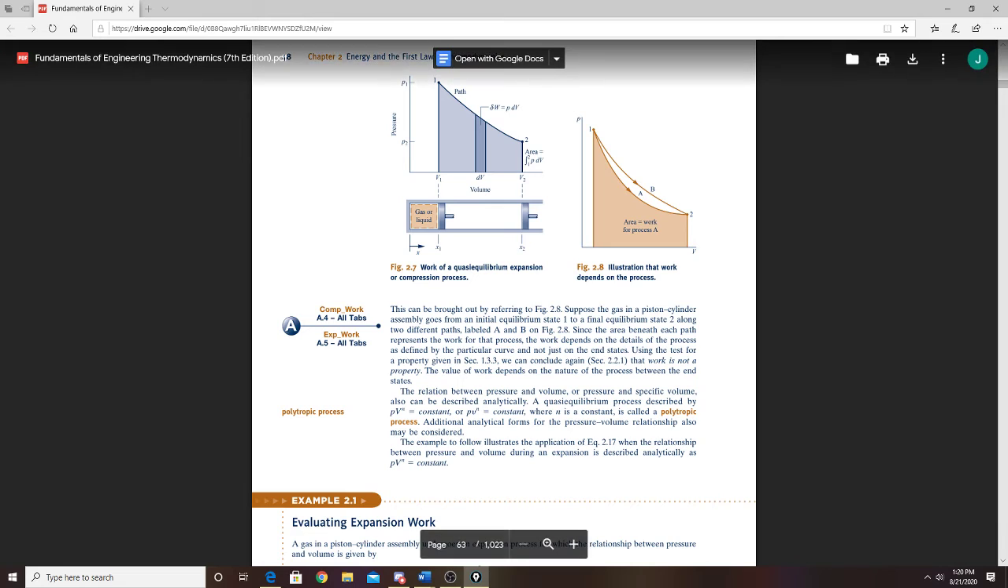All right. And now this right here, this is the part that is important. And this is where you start your problem solving. So it says, the relationship between pressure and volume, or pressure and specific volume, can also be described analytically. A quasi-equilibrium process described by PV to the N equals constant, or P specific volume to the N equals constant, where N is a constant, is called a polytropic process. Additional analytical forms for the pressure-volume relationship also may be considered.